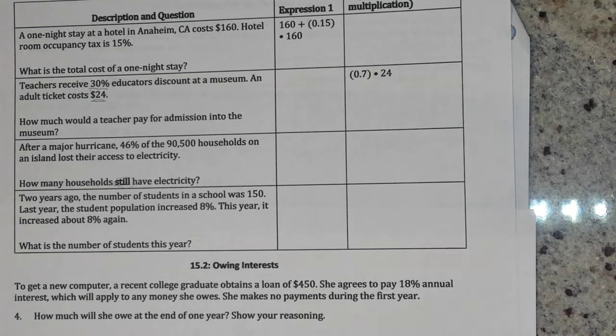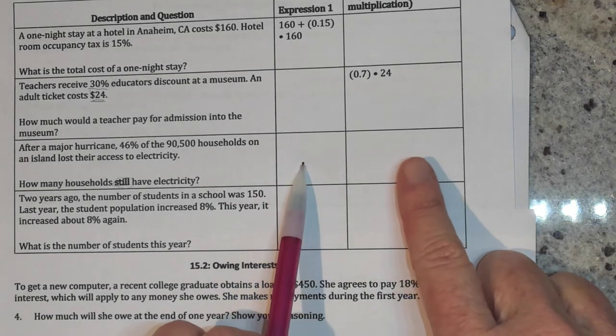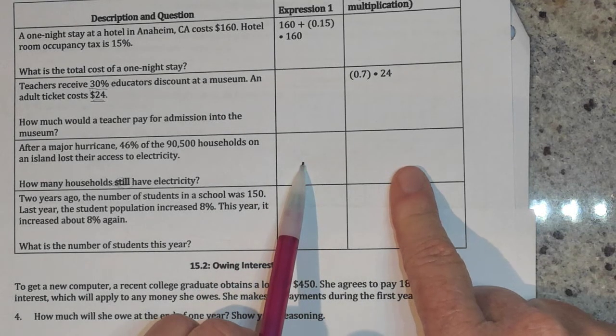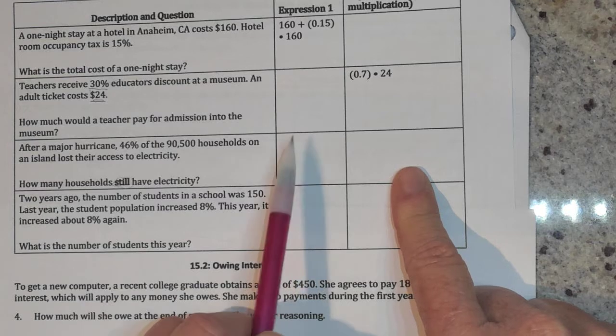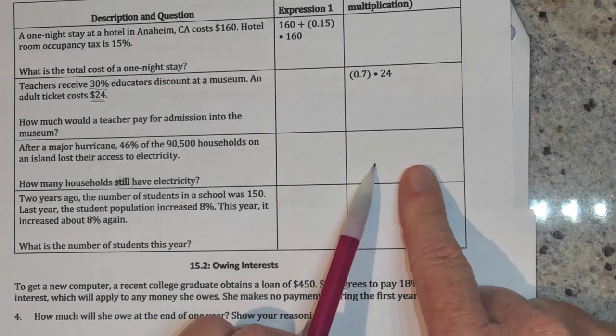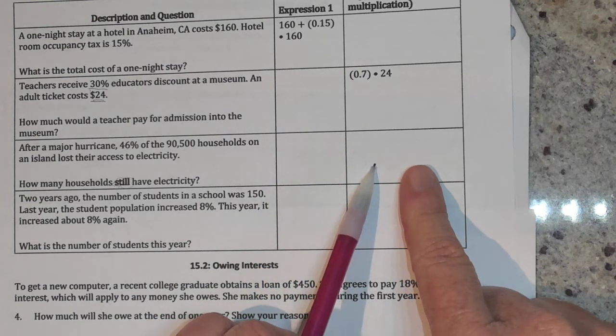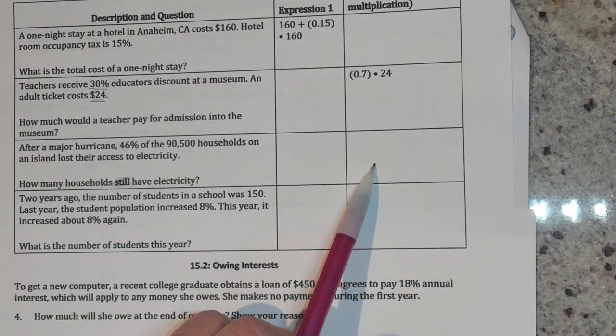So again, if 46% lost it, how many still have it? So again, I want you to go ahead and pause the video. Go ahead and annotate, see if you can come up with both expressions this time. The original one, where you're going to show some more math, and then the more simplified one that only shows multiplication.